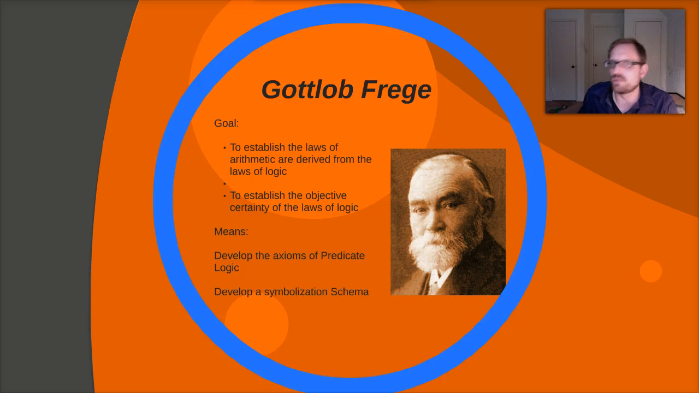And what's the goal? Frege has a number of different goals, but two of his basic goals is, one, to establish that the laws of arithmetic are derived from the laws of logic, right? So there's a question here: we have these logical laws, like the law of non-contradiction, and then we can articulate logical laws in terms of formulations like De Morgan's theorem and so forth, right? But the question is, what's the relationship between these things and all these other things over here that the mathematicians are doing?